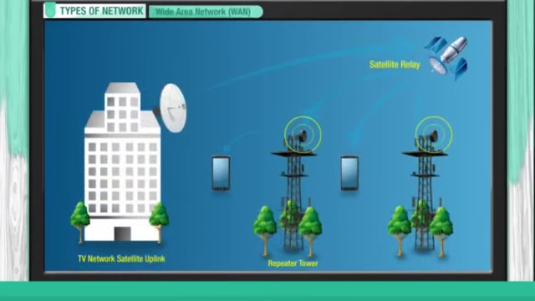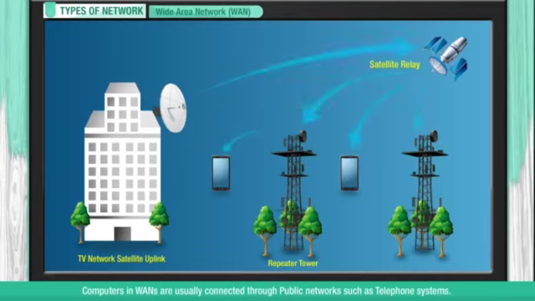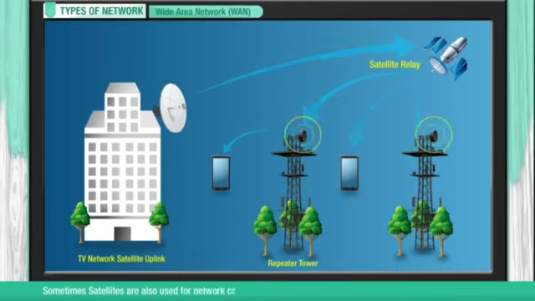Wide Area Network, WAN. It covers a wide area, that is, it connects devices within a state, countries, or even on different continents. Computers in WANs are usually connected through public networks such as telephone systems. Sometimes satellites are also used for network connections. These networks provide connectivity to LANs and MANs.